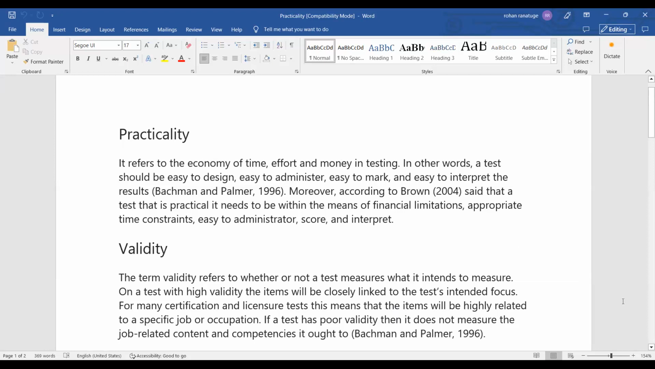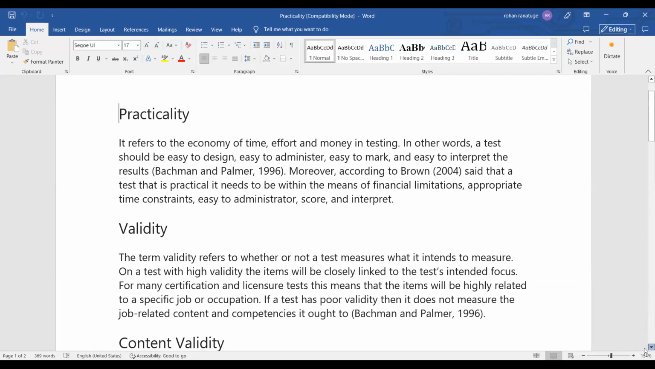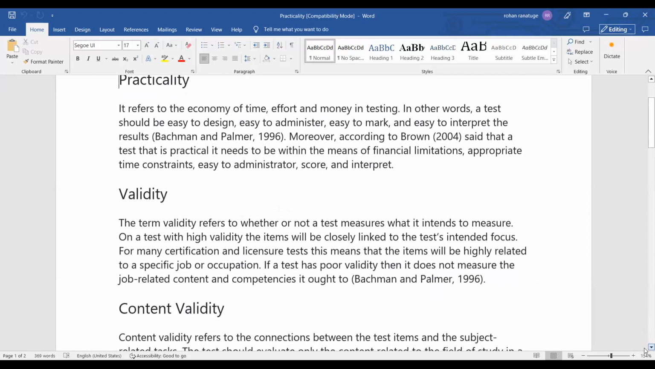And now let's look at validity. The term validity refers to whether or not a test measures what it intends to measure. On a test with high validity, the items will be closely linked to the test's intended focus. For many certification and licensure tests, this means that the items will be highly related to a specific job or occupation.